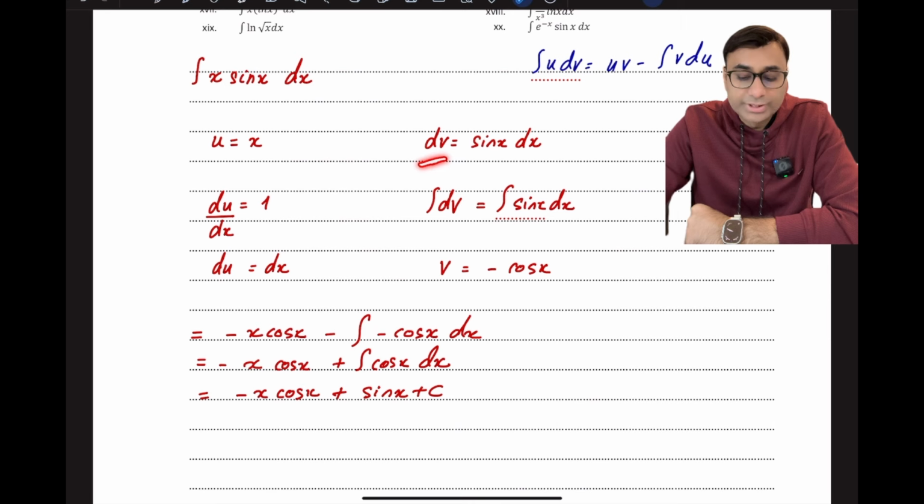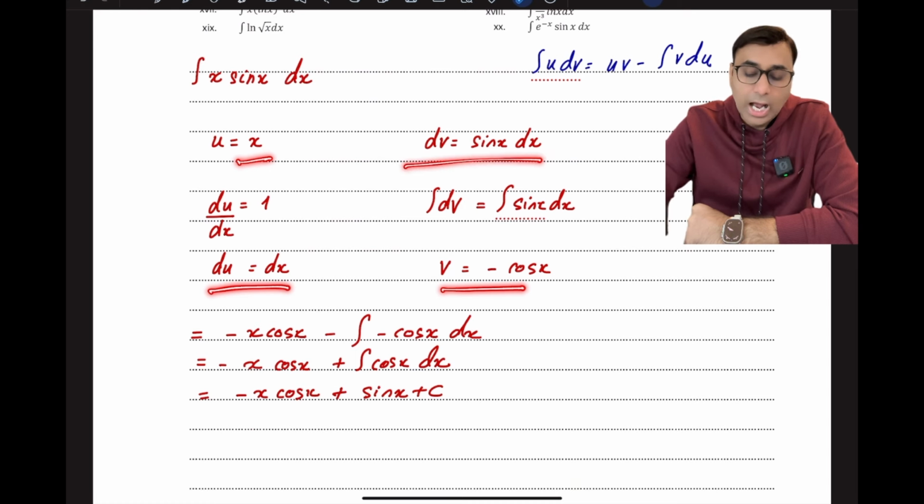Similarly, since I've supposed dv as sine x dx and I need to plug in v, I'm going to have to integrate the dv equation. So when I integrate both sides, dv integrates to v, and I must know that the integral of sine x is equal to negative cos x. So I've gotten myself v as well. Once I have u, du, v, dv, I'm all set to use the formula.